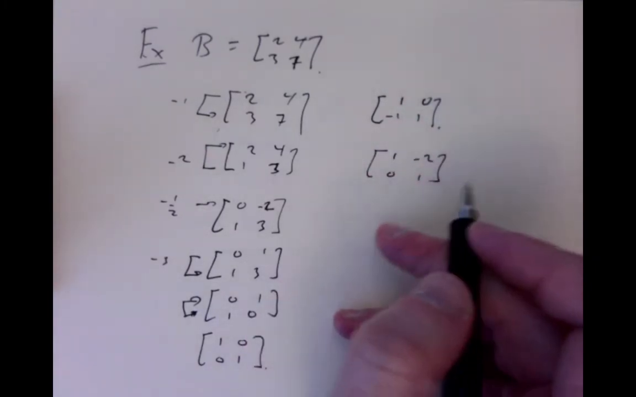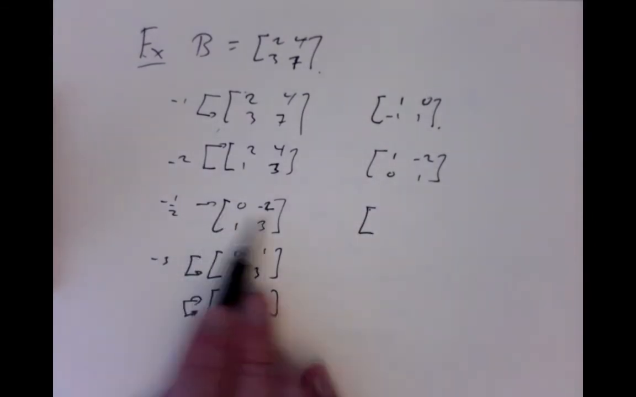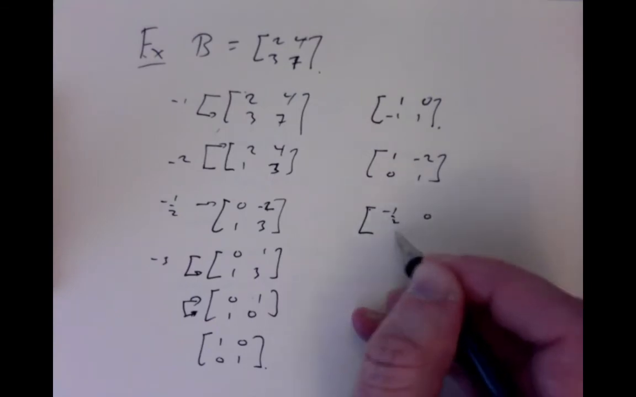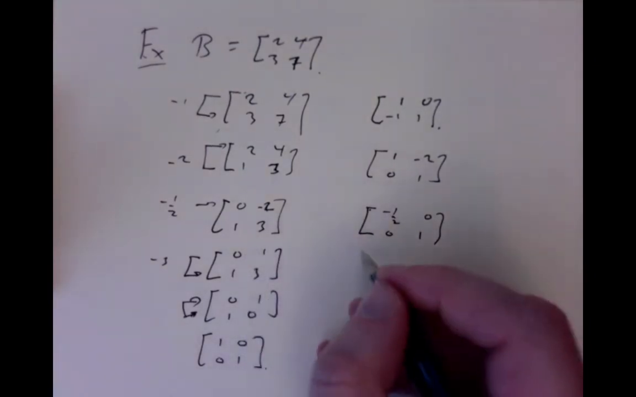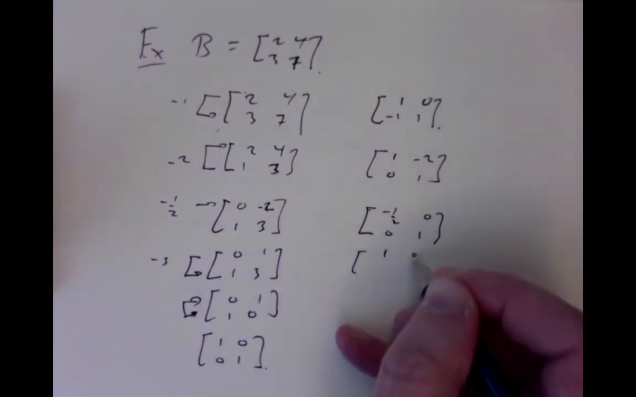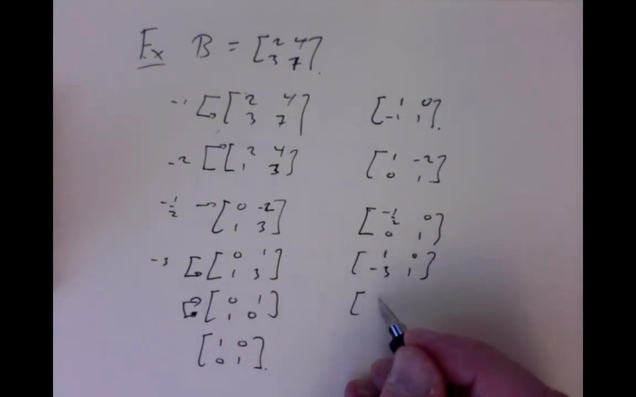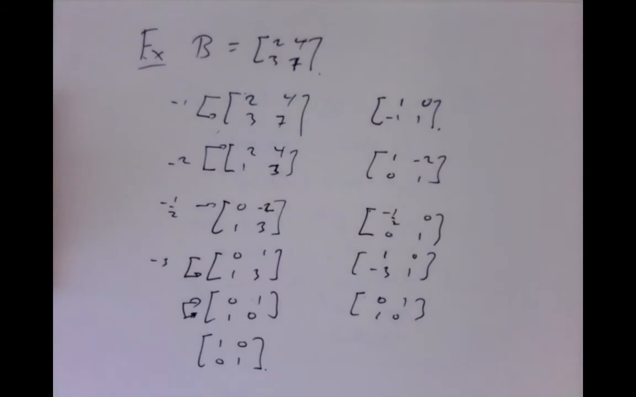This is another E matrix, an elementary matrix. The elementary matrix for this operation is minus a half of the first row, so minus a half the first row in the identity matrix. The elementary operation of this, minus 3 this to this, is 1, 0, minus 3, 1. Then the swapping of the rows is given by taking the identity matrix and swapping rows. And that should give us our various elementary matrices.